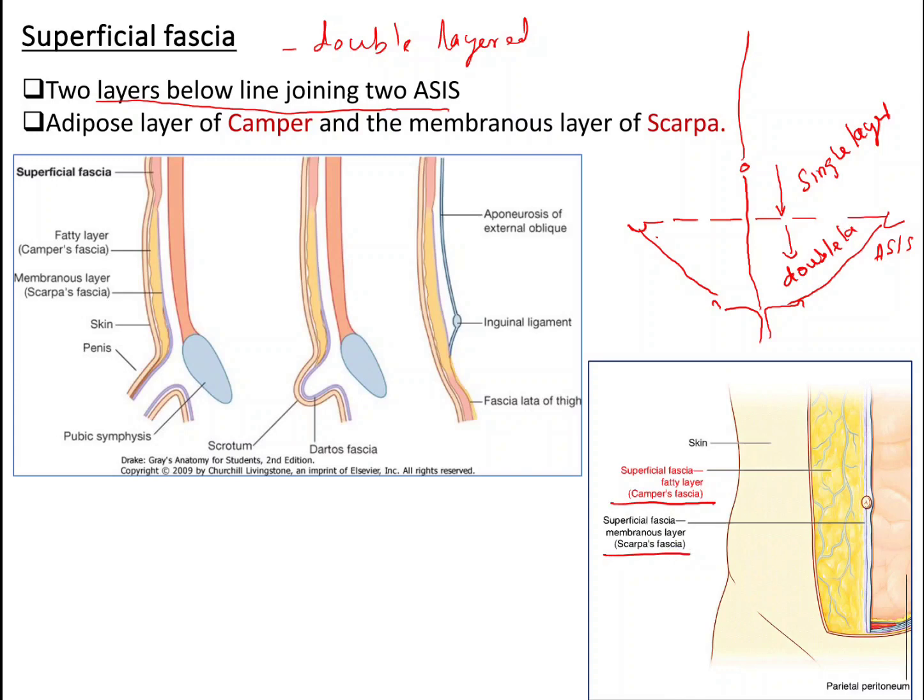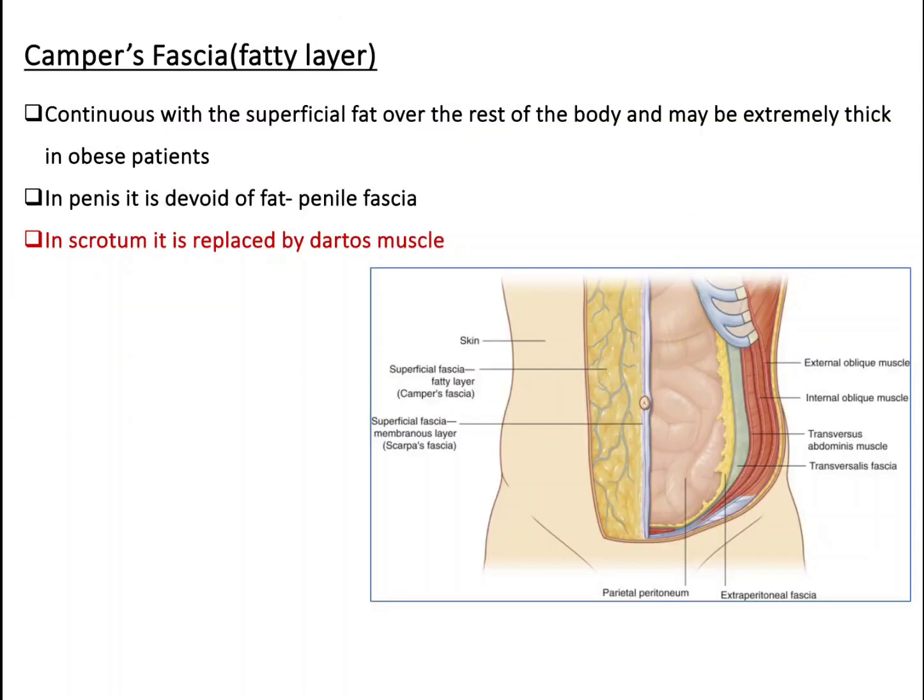The superficial fatty layer is known as the fascia of Camper, and the deep membranous layer is known as the fascia of Scarpa. So we have Camper's fascia superficially and membranous Scarpa's fascia deeply. Now let us see the fatty layer.